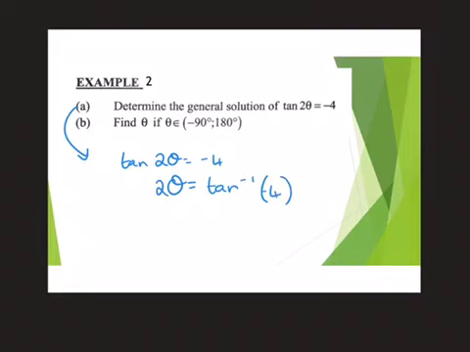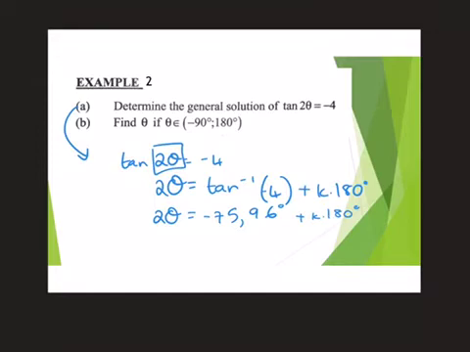And the second you click shift on your calculator, you write in K 180 degrees. You do the general solution. The shift is the start of the general solution. So shift tan of negative 4 is going to get me 2 theta. That's my angle by itself. In the previous one, it was just theta. Now it's 2 theta. Is negative 75,96 degrees, always 2 decimal places, plus K 180. So it's saying to me here that if my angle was 2 theta, I start at negative 75,96. That's where the graph would cut the line negative 4, and then every 180 degrees after that.